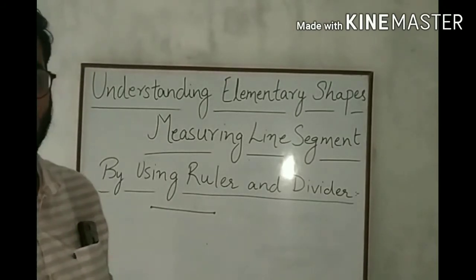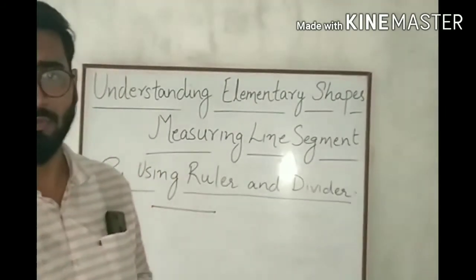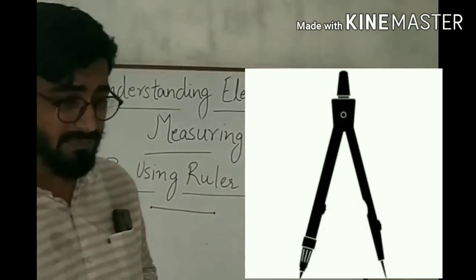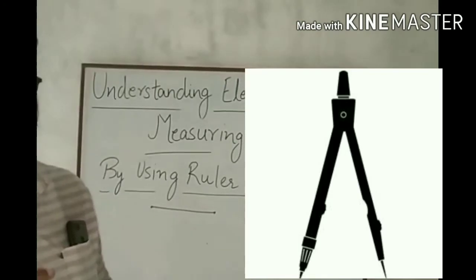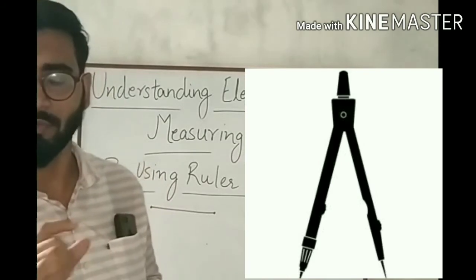But now I will tell you how to measure the line segment with the help of divider. You know what is divider? Divider is like a compass. In compass you have one hole for the pencil, but in case of divider you do not have any hole. Both the ends of the divider are sharp ends with a needle on both of its ends.